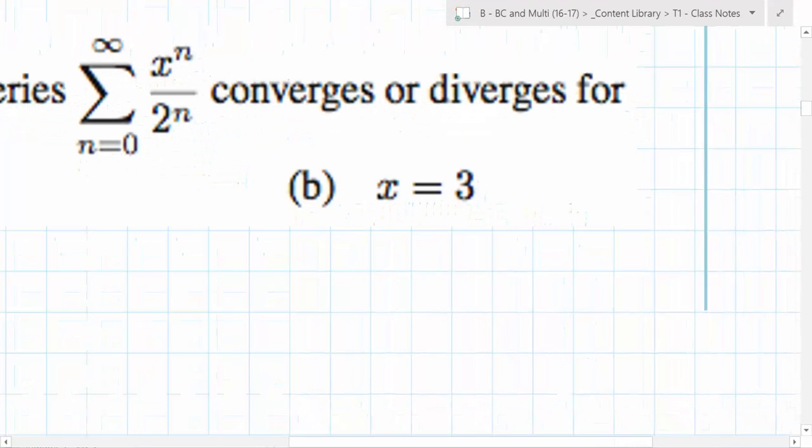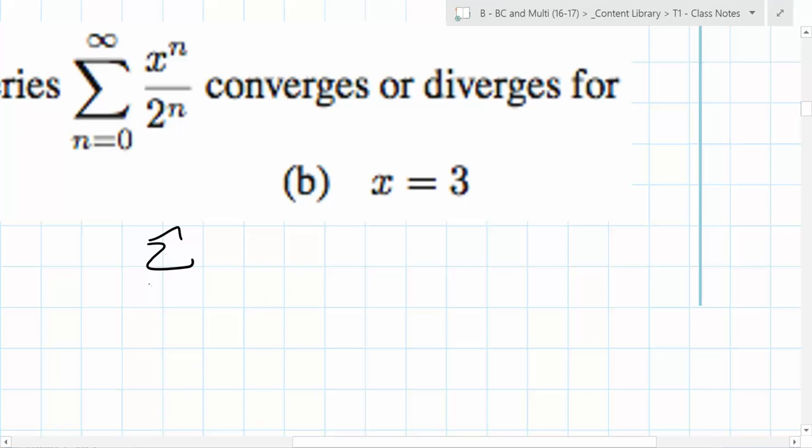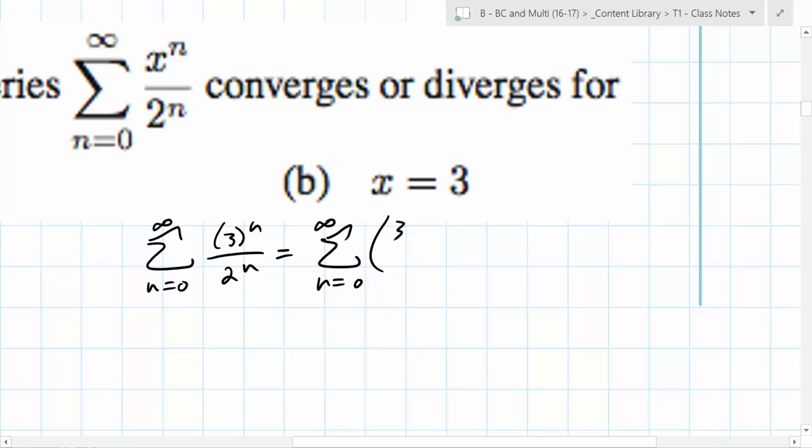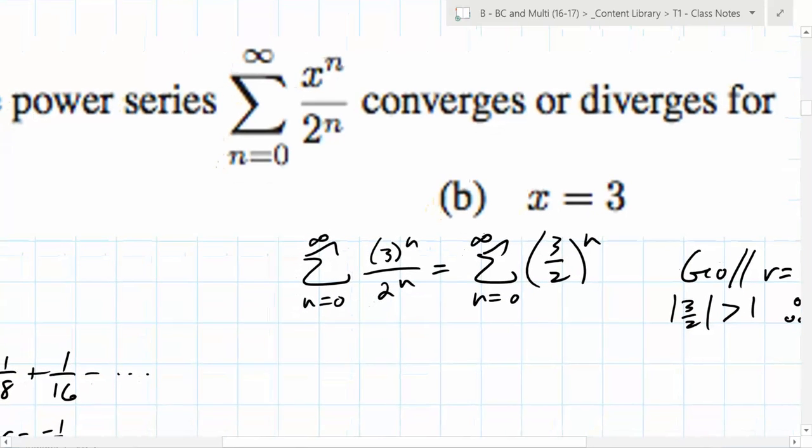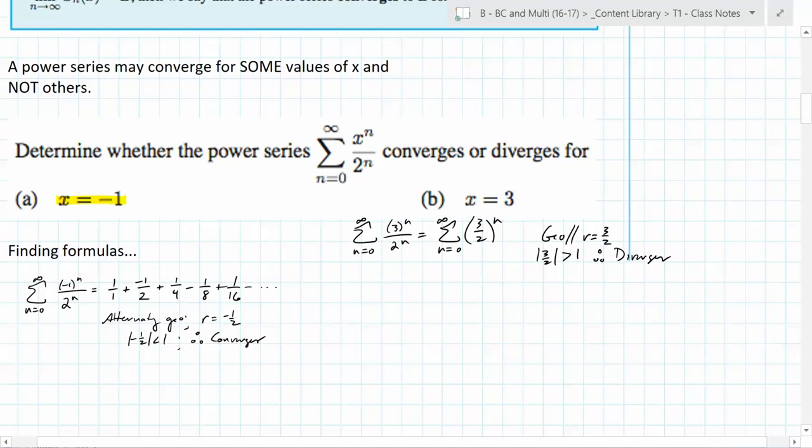So let's look at 3 here. If we plug in 3, we end up with 3 to the n over 2 to the n. How could we rewrite that to be a little more helpful for us? 3 over 2 to the n. What type of series is that? Geometric. And what's the r value? 3 halves. And 3 halves in this case is greater than 1, therefore what? It diverges. So for this power series, when x is -1, it converges. When x is 3, it diverges.